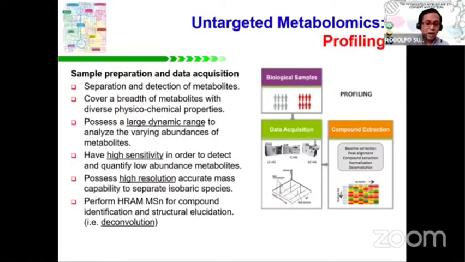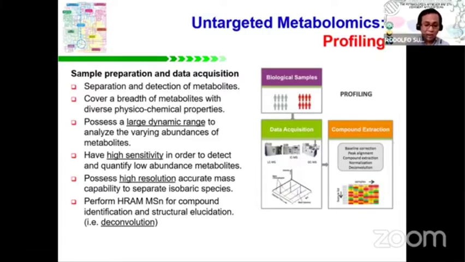Okay, sample preparation and data acquisition first. This is the first step in profiling. This involves separation and detection of metabolites, and there are a lot of instrumentations you can employ, such as GCMS or LCMS or even ICMS. Now, for untargeted metabolomics, which is the focus of my presentation this morning, both the chromatographic separation and mass spectrometers must have high reproducibility to minimize analytical variation, especially when you're dealing with multitudes of samples coming from populations, okay, or epidemiological samples.